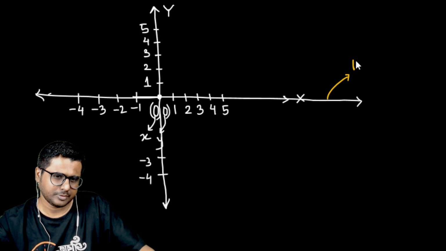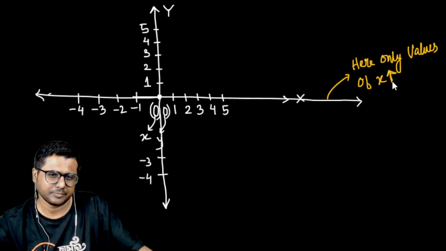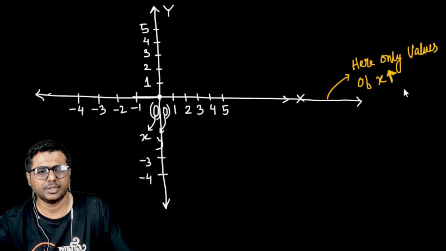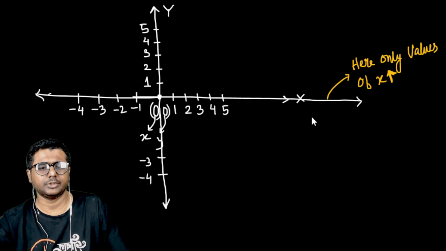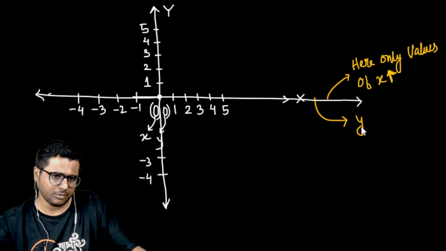See, here only values of x increases. Here only values of x increases. What happens to value of y? Value of y doesn't change. In this axis, in the x axis, the value of y always remains 0.